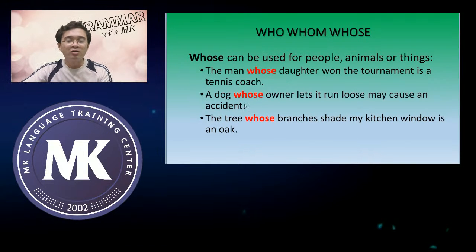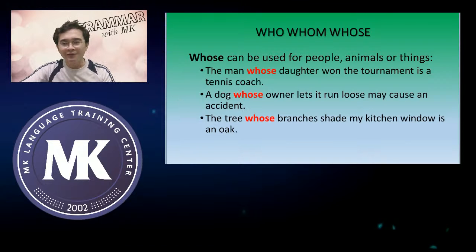And for the second example, we have a dog whose owner lets it run loose may cause an accident. Oh, we have a dog. Oh, the dog owns an owner. Okay, the dog possesses an owner. So maybe we can use it also like this, it is possible. Okay, but for me, yeah, it's okay.